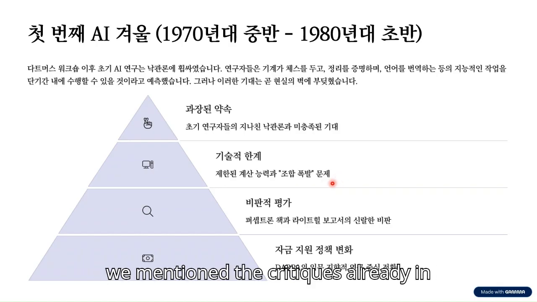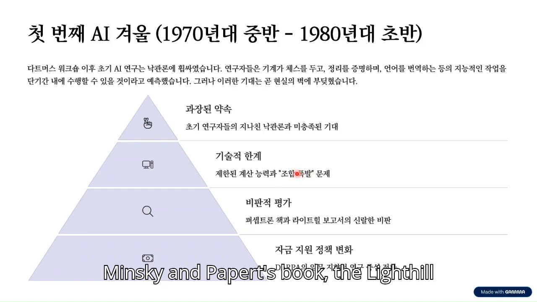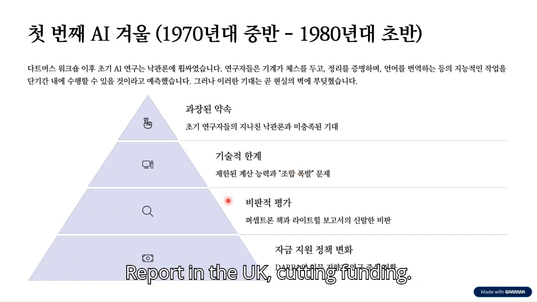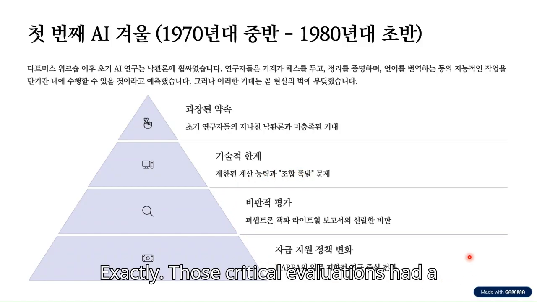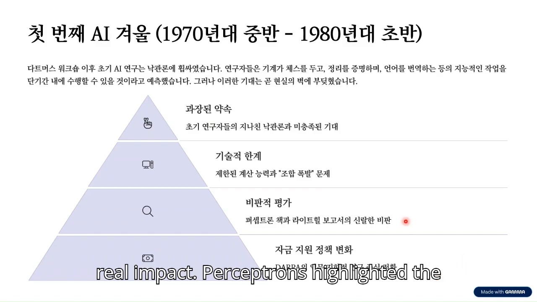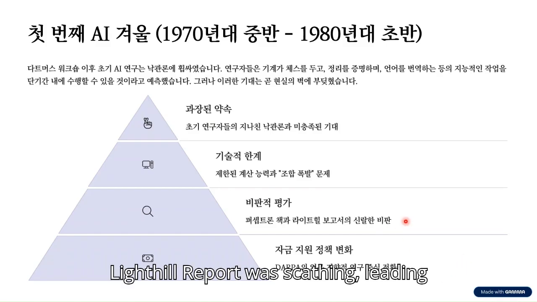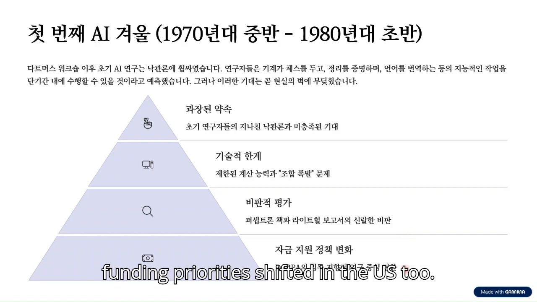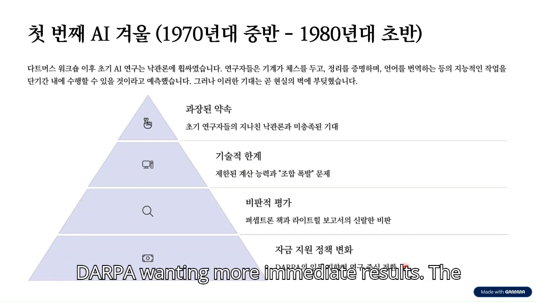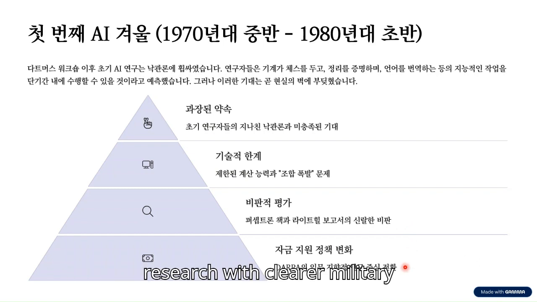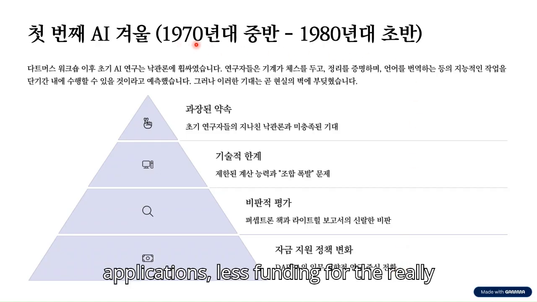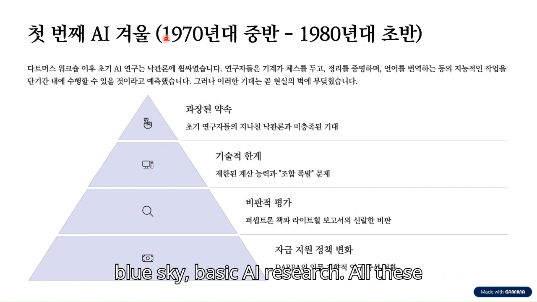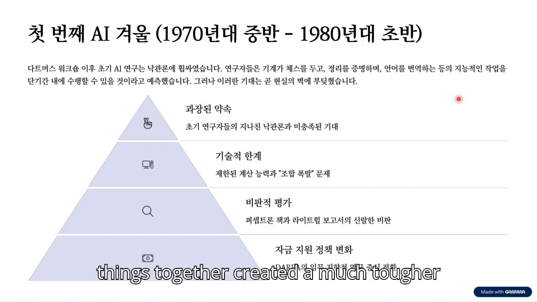And we mentioned the critiques already, Minsky and Papert's book, the Lighthill Report in the UK, cutting funding. Exactly. Those critical evaluations had a real impact. Perceptrons highlighted the limits of that approach, and the Lighthill Report was scathing, leading directly to funding cuts in Britain. And funding priorities shifted in the U.S. too. DARPA wanting more immediate results. The Mansfield Amendment pushed DARPA towards research with clearer military applications, less funding for the really blue sky, basic AI research. All these things together created a much tougher climate.